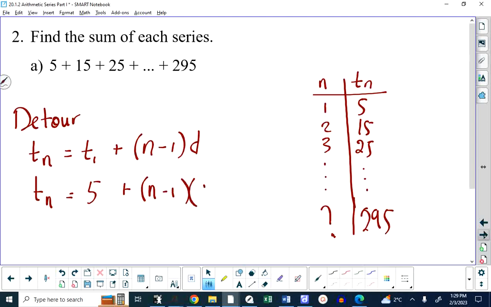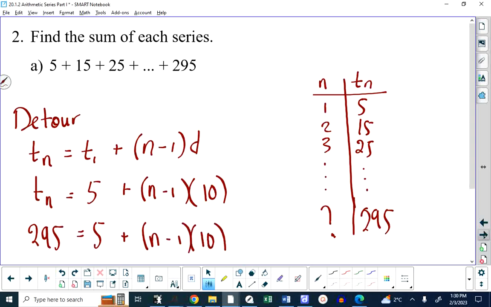Since I know that the only reason we're using this is to find out what value of n gives 295, personally, I wouldn't multiply this 10 through first and simplify it. I wouldn't do that. You could, and then put in 295. But I think it's quicker, knowing that we're not going to need the simplified form of this, which, by the way, would be Tn equals 10n minus 5. That would be the simplified form. But we don't really need it. We could do it that way and then put in 295.